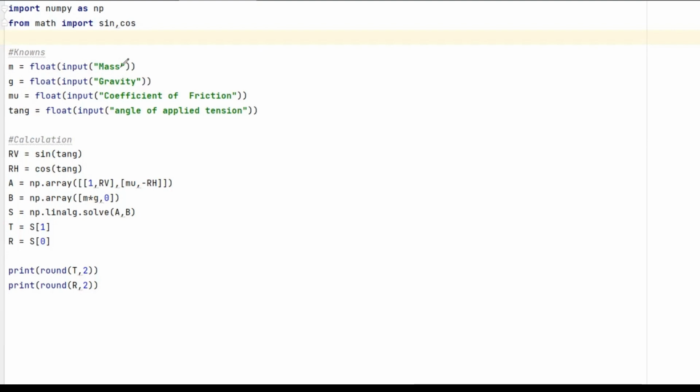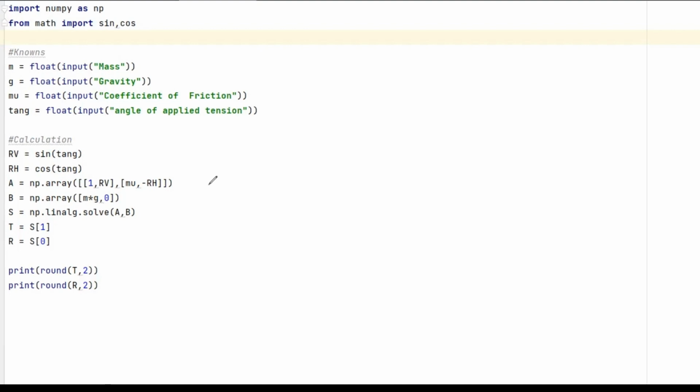We then move on to the calculation phase. And like I did in the problem, the first thing I did was resolve the tension, so between the horizontal and the vertical. So RV, resolve vertical, and RH, resolve horizontal. And I've just done the sine and cosine part. Now, the main thing is this array.